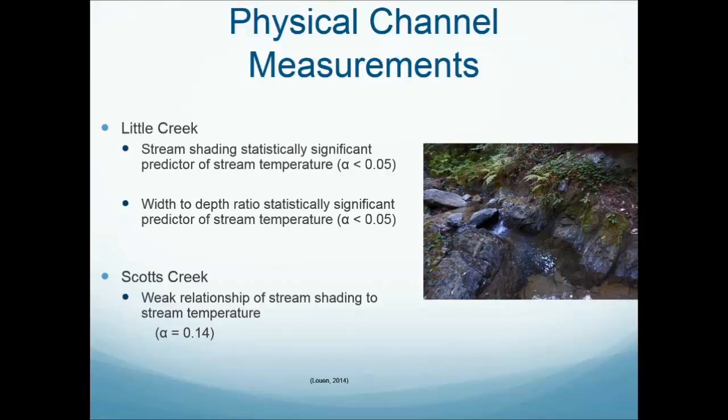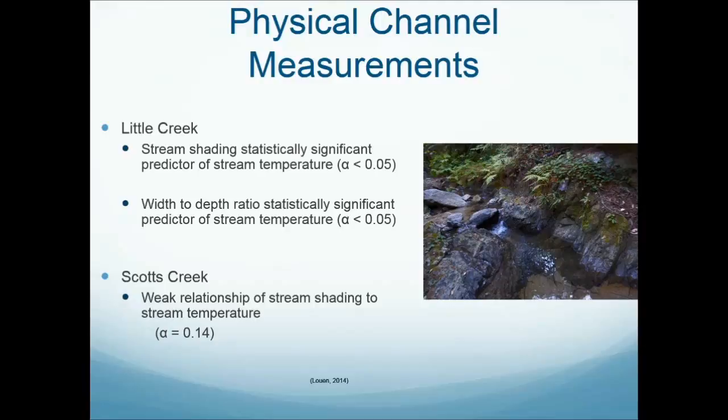So what about the channel measurements? Well, shade of the sunlight obviously was a significant correlate in both Scotts and Little Creek. In the case of Scotts Creek, though, we can't claim a statistically significant relationship, say at a 95% confidence interval. Again, the long residence times kind of confounded our statistics, but at least there was a weak relationship there that demonstrated that the shading was important. But nothing else really came out.